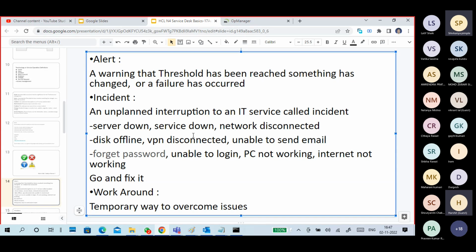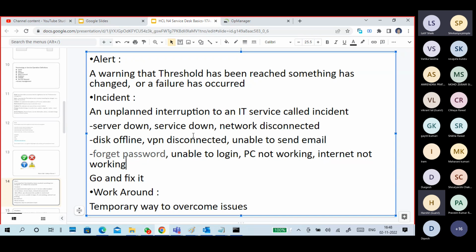Small example. You are working in an organization. Two examples I will tell. One is, there is a server. Suddenly the server is down, so you get an alert: server is not responding, status is down. Immediately you have to consider that an incident.